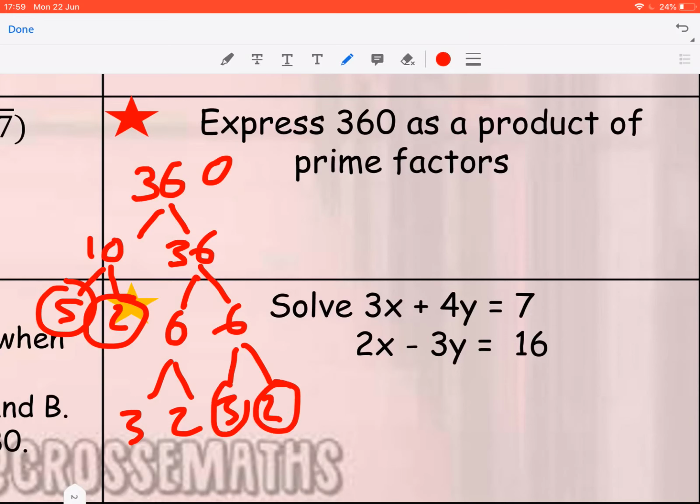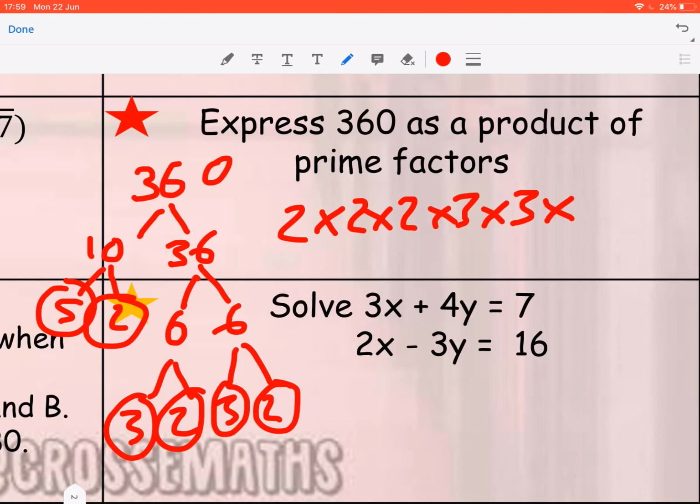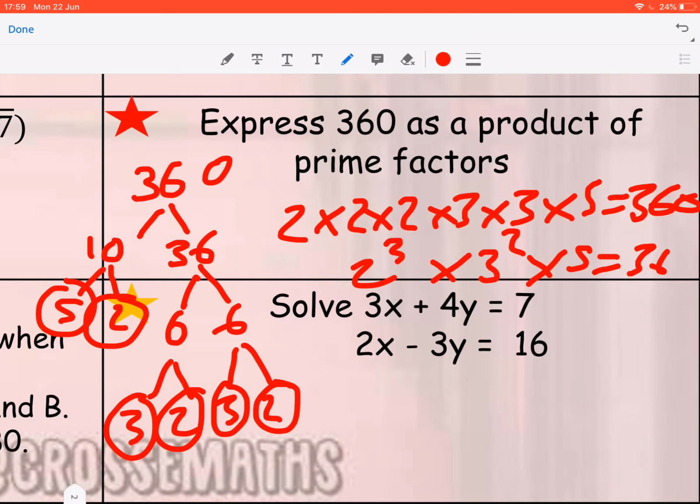All you're trying to do is break down the number above into two numbers below that times together to make the number above. Okay, so 10 breaks down into 5 and 2. 2 times 5 makes 10. Once you're there, you write them all in one line. So I've got 2 times 2 times 2 times 3 times 3 times 5 makes 360. Okay, that'll simplify to 2 cubed times 3 squared times 5 equals 360. Final answer, that's it, job done.